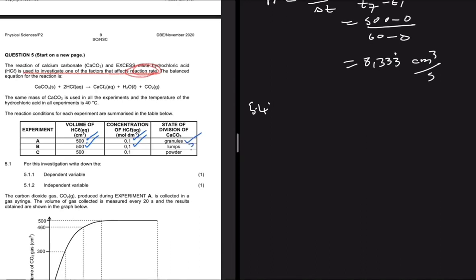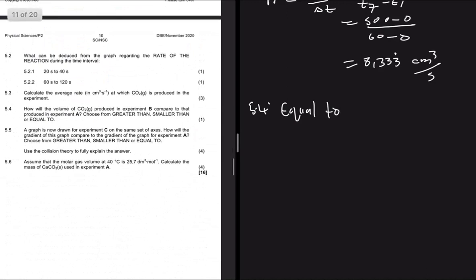So the reaction rates will be different for these two reactions, but at the end of the day, the volume of CO2 at the end will be the same, because it is said that they use the same mass, right? So to be more precise, experiment A will complete quicker than experiment B, but at the end of the day, they're going to produce the same amount of CO2. So the answer is equal to, right? And then we can move on to 5.5.